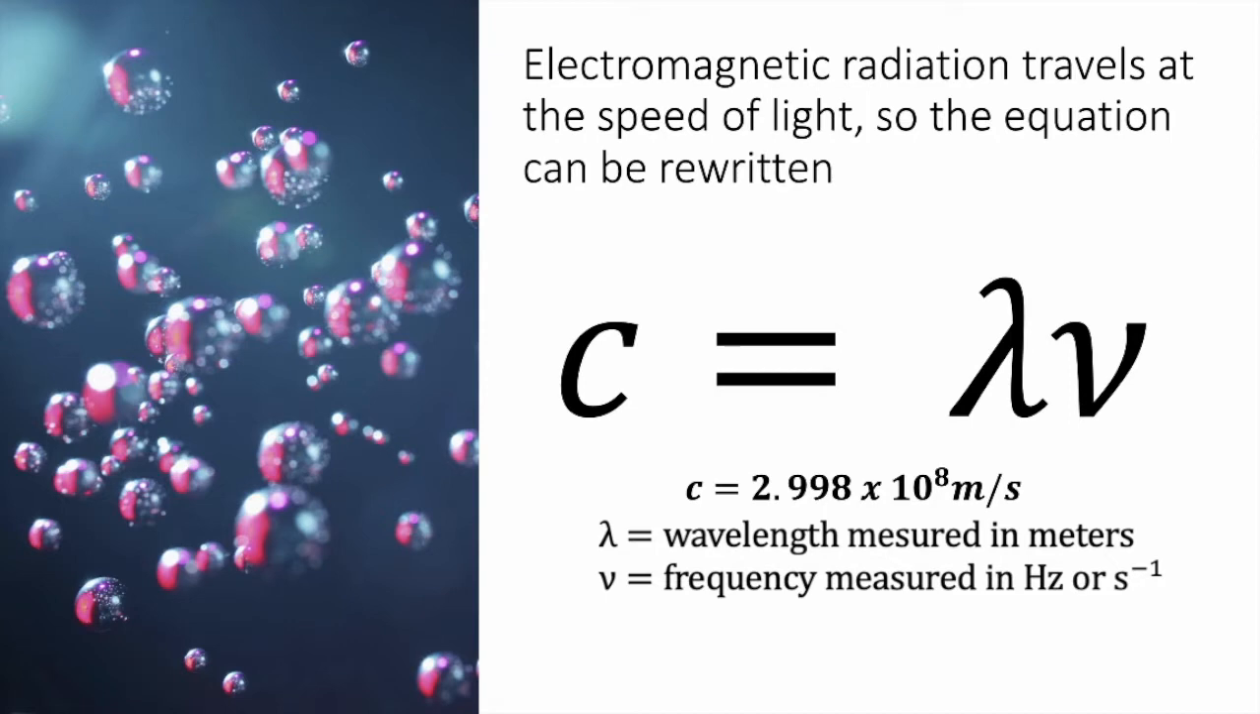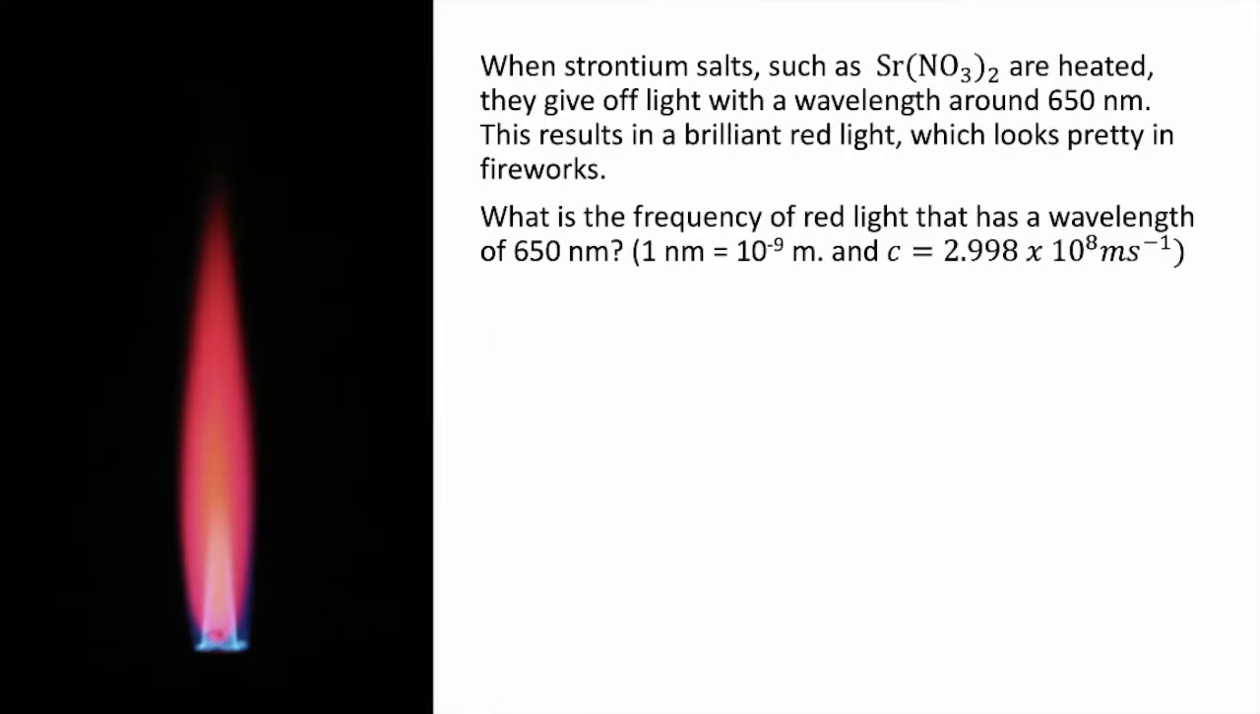Let's do an example to see how we use this. When strontium salts, such as strontium nitrate, are heated, they give off light with a wavelength around 650 nanometers. This results in a brilliant red light, which looks pretty in fireworks. What is the frequency of red light that has a wavelength of 650 nanometers?